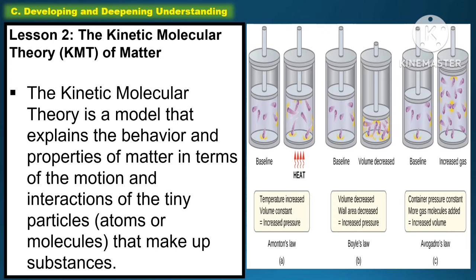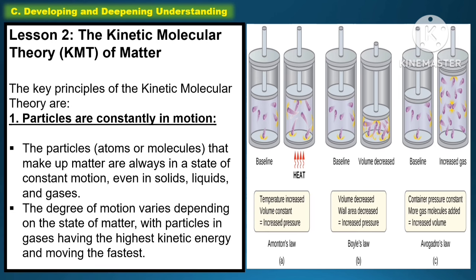The second lesson is the kinetic molecular theory, or KMT, of matter. Now, before we proceed, let us first define what KMT is. The kinetic molecular theory is a model that explains the behavior and properties of matter in terms of the motion and interactions of the tiny particles, such as atoms or molecules, that make up the substances.